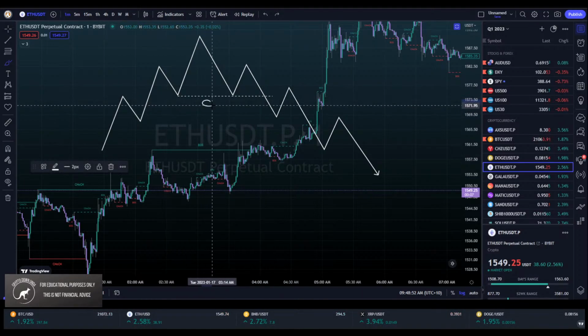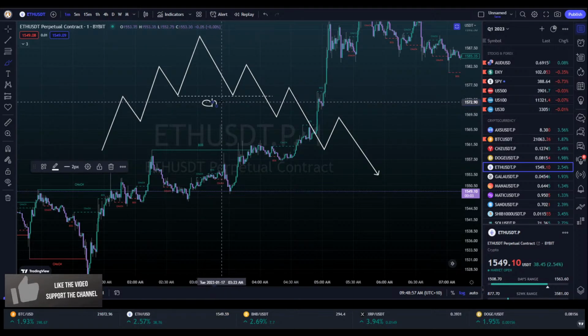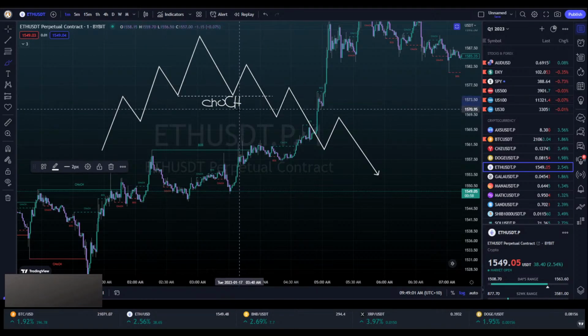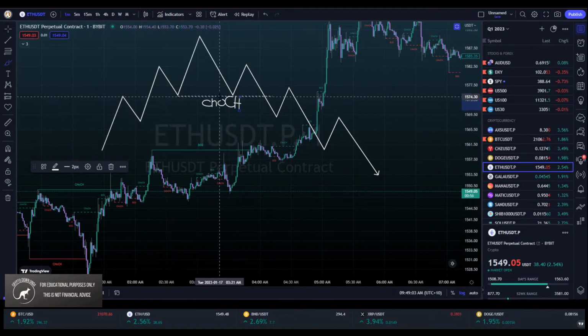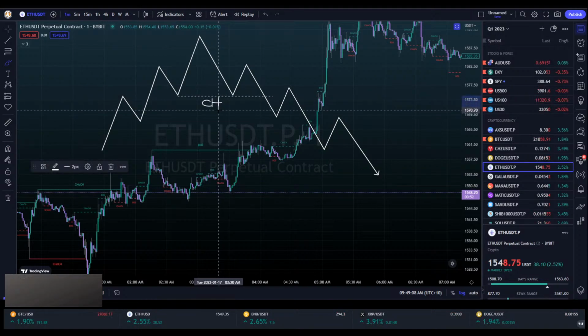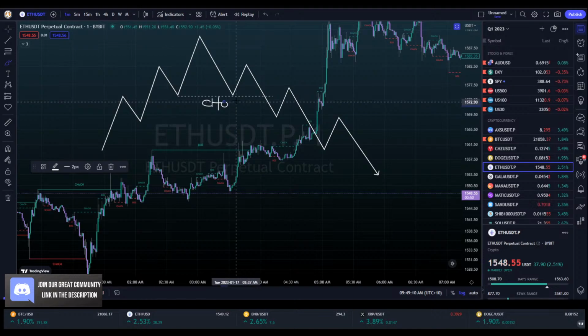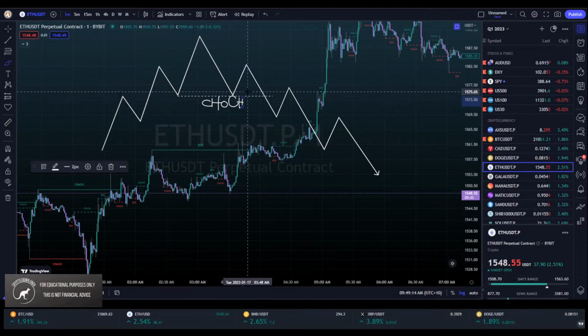So this would be a CHoCH. I think that's how they depict it on this indicator. Oh, it's a capital H. Okay. CH, then a smaller case o, and then capital CH. Okay. That's a change of character.